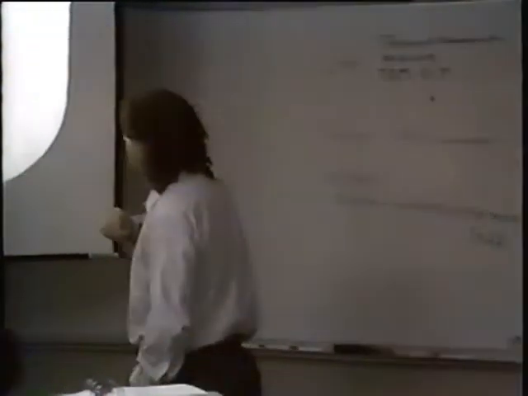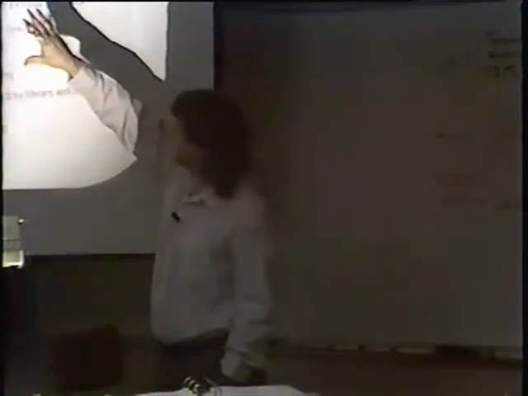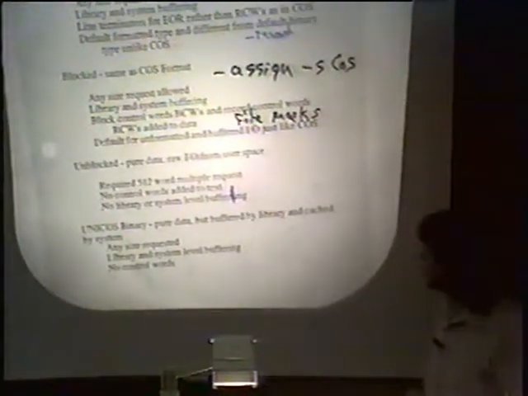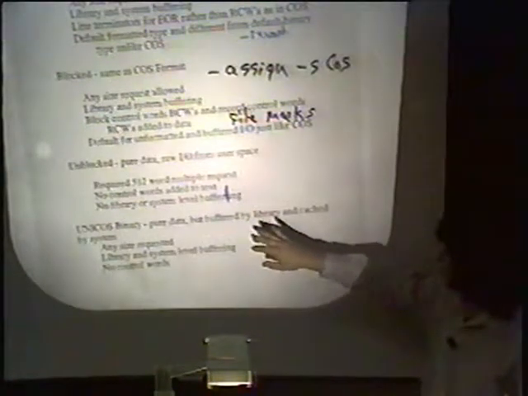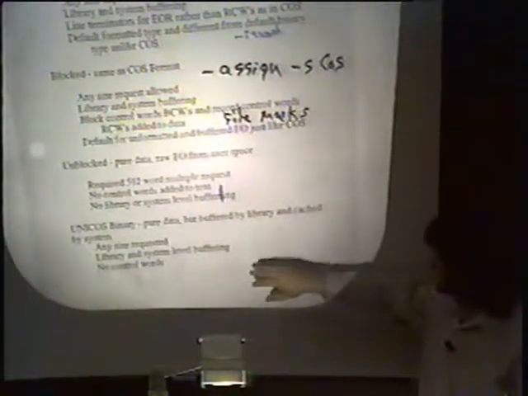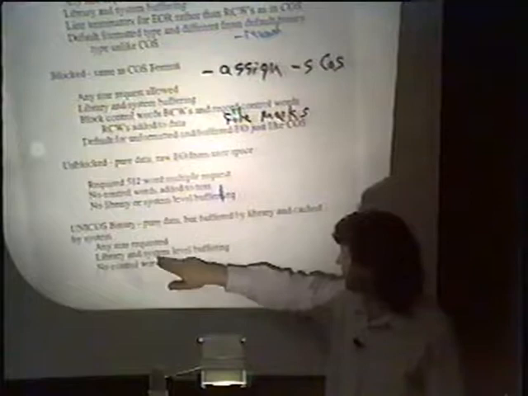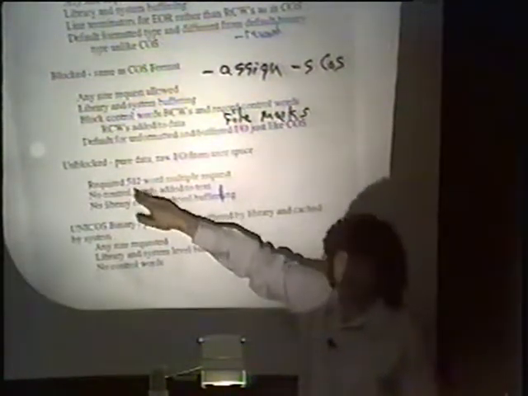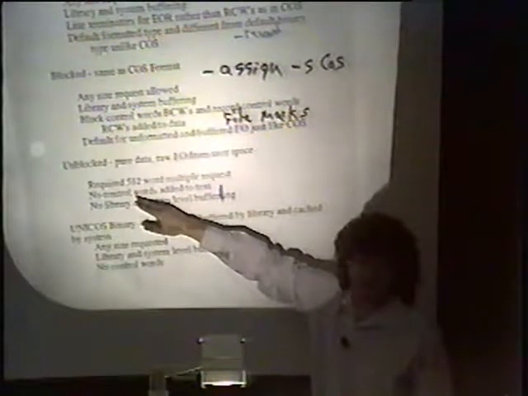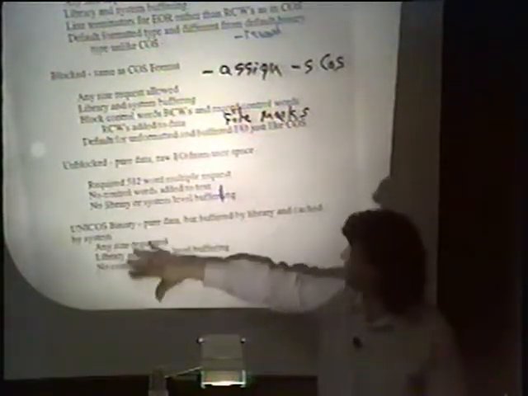So again, all of these are gotten with the assign command. Without the assign command, it defaults to just a text data set. UNICOS binary, pure data, buffered by library and cached by the system. This one requires no control words, library and system level buffering. You don't require it to be in 512-word multiples, and it is treated as a normal UNICOS binary.